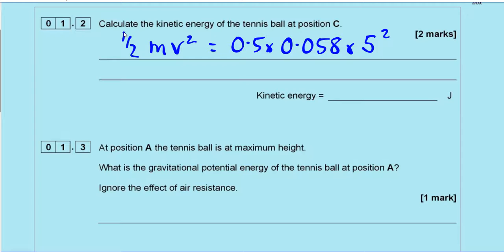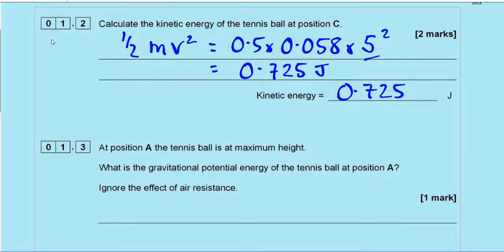So we are going to do all of that. Now there's no compulsion on you to use your brain to do that. If you've got a calculator, just go ahead and use your calculator. So working backwards, 5 squared is 25 times 0.058 times 0.5. When you've put that through your calculator, you should come out with 0.725 joules. So that can go straight into the answer box.